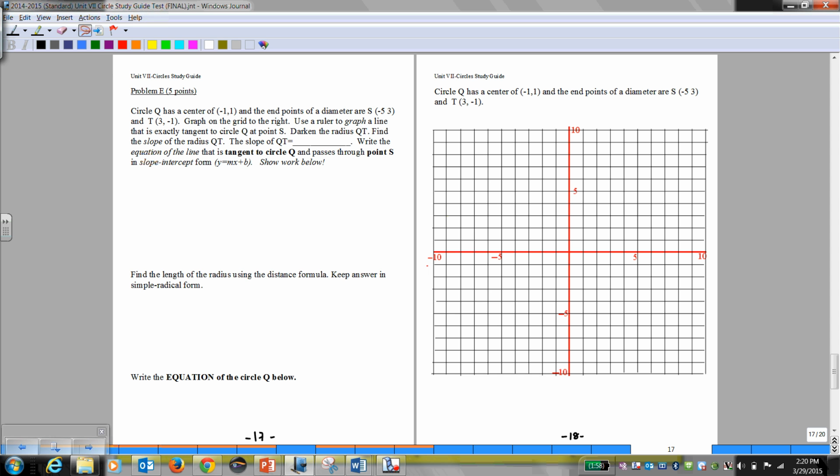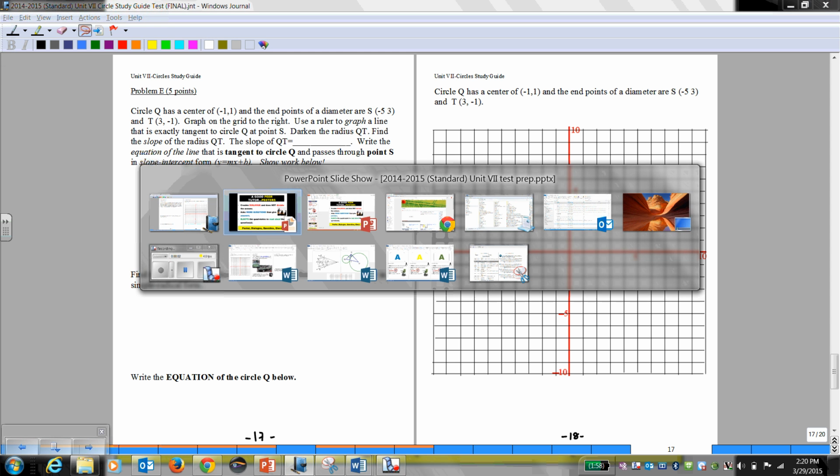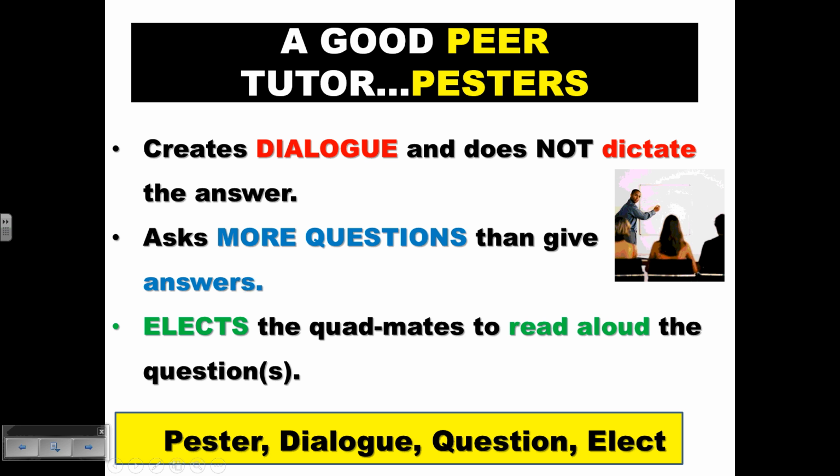This is a peer tutor problem E from the study guide, unit 7, circles. Keep in mind as you teach this problem, a good peer tutor pesters. Your job is to create dialogue and not simply dictate the answer. You should be asking more questions than giving answers.